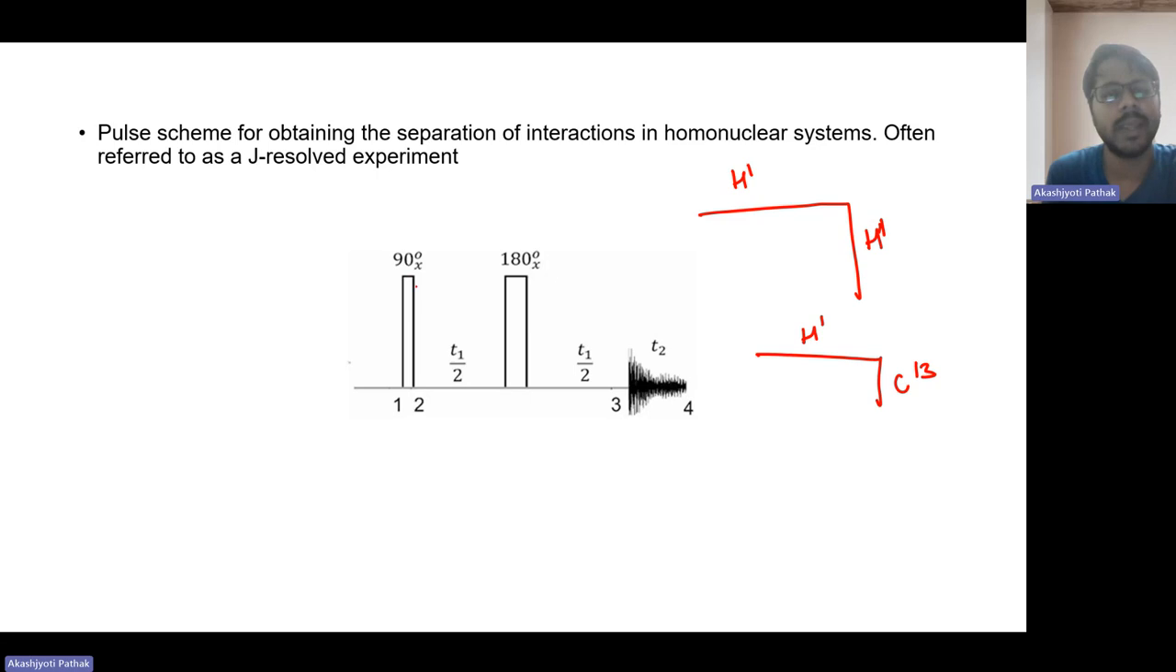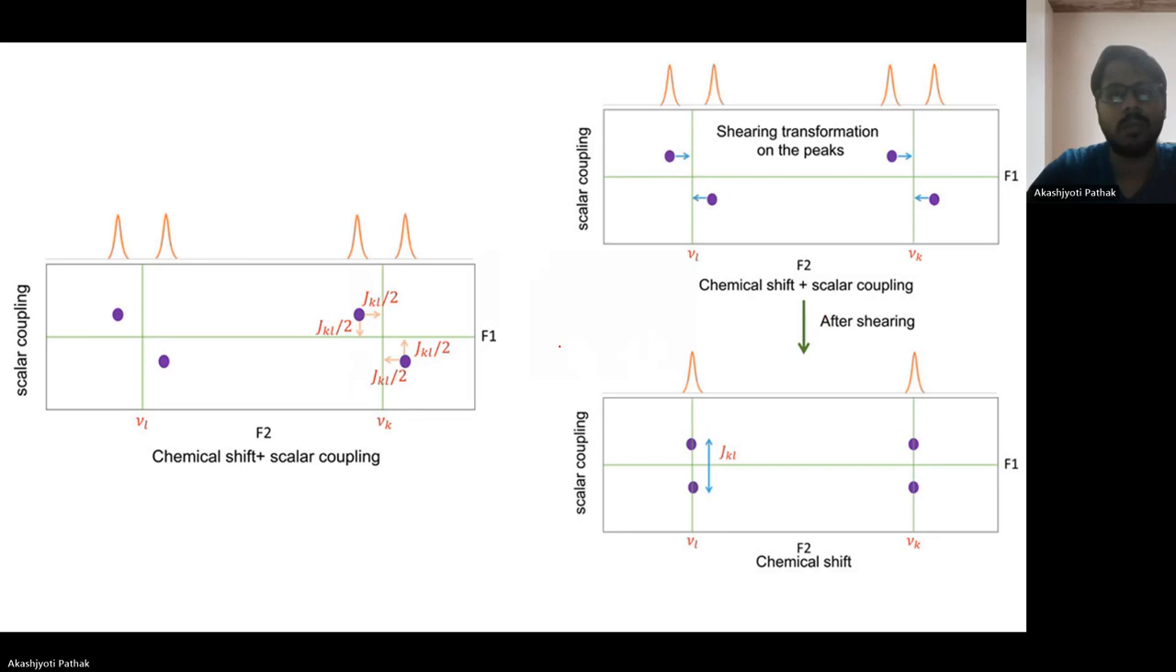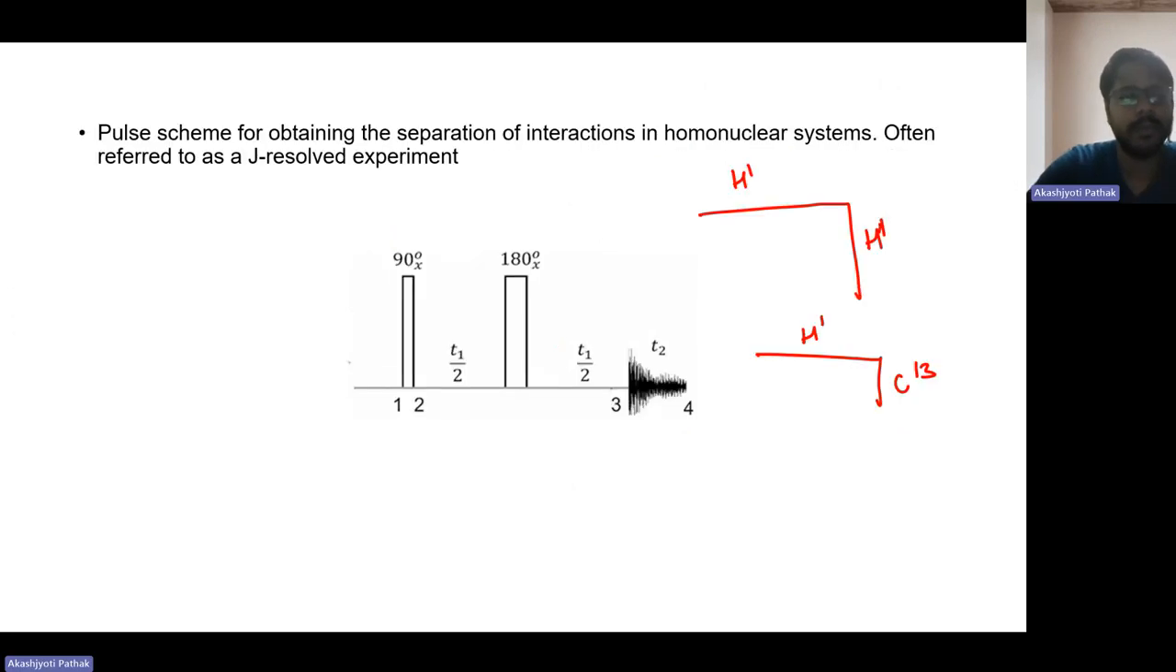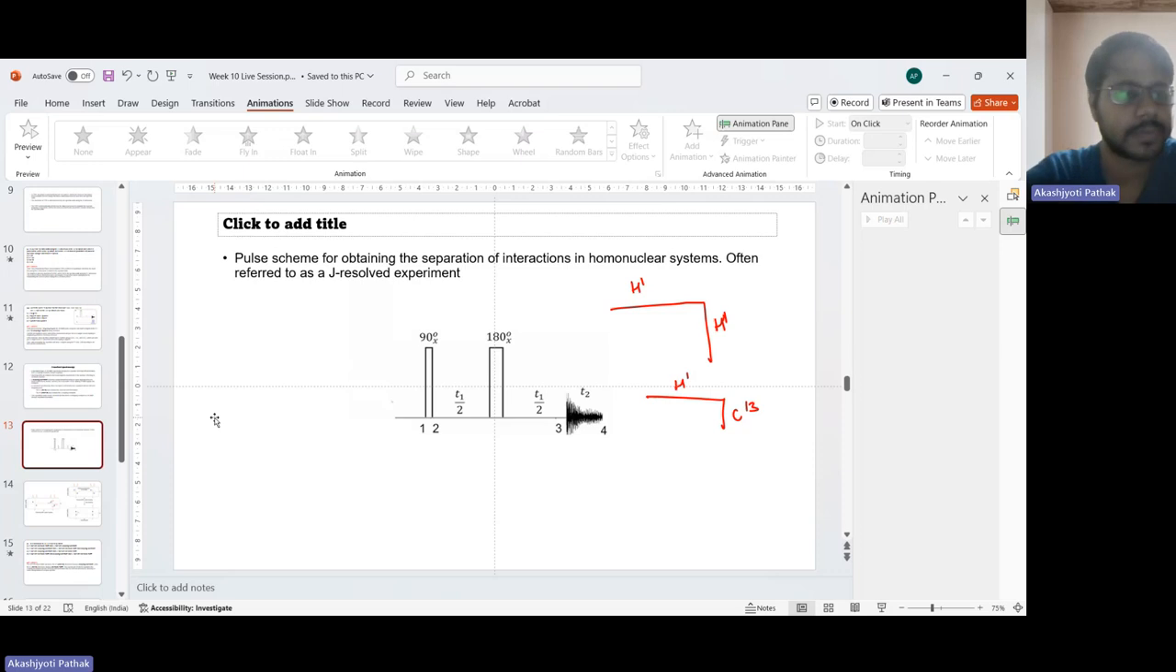So you apply a 90-degree pulse in the x direction. Then there is an evolution time period of T1/2, and then there is a 180-degree pulse in the x direction. Then again there is an evolution for T1/2 time period, and then you detect the signal in the T2 period. Okay, so let me add one more slide.